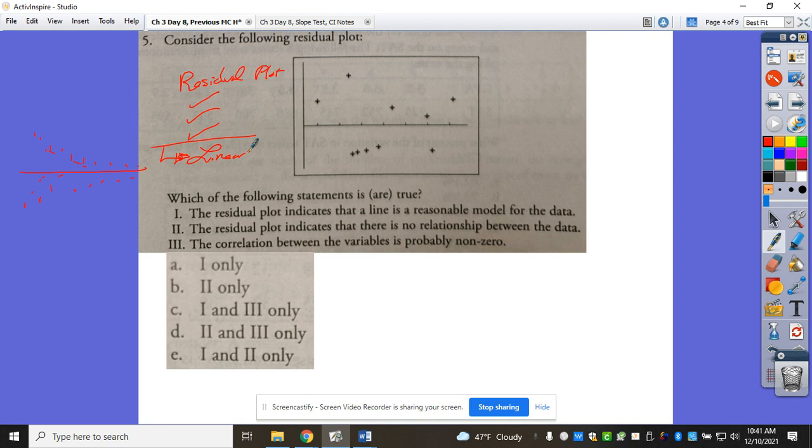So the residuals plot indicates that a line is a reasonable model. Does that seem like yes or no? Yes. The residuals plot indicates that there is no relationship between the data. Well, that contradicts what we just said. The relationship between the variables is probably non-zero.